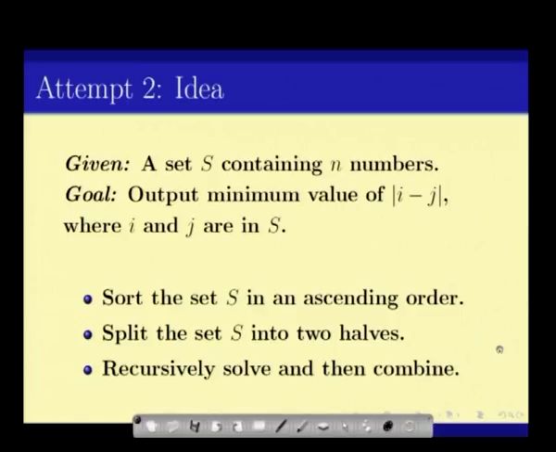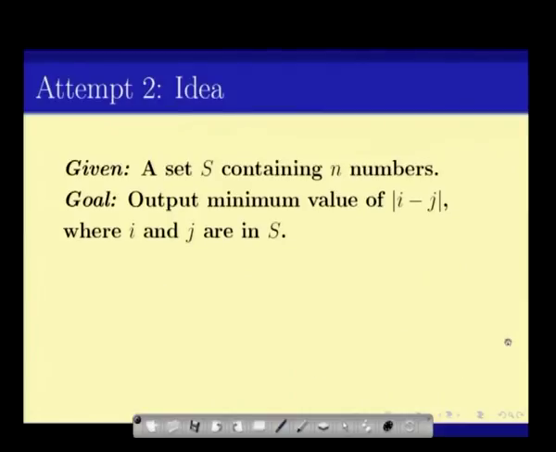Again we have to go back to our divide and conquer approach, which will help us to do better. So, what is the idea? The idea is, first of all, sort this set S in an ascending order. Then we split this set S into two equal halves, and we somehow solve it recursively for each of these halves, and then we combine it carefully. So, let us see it by an example.